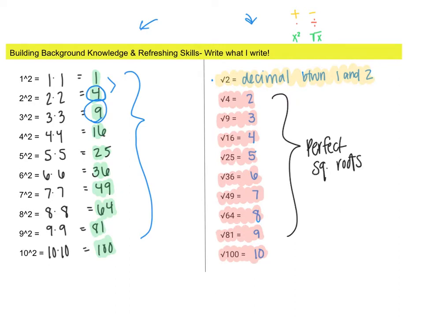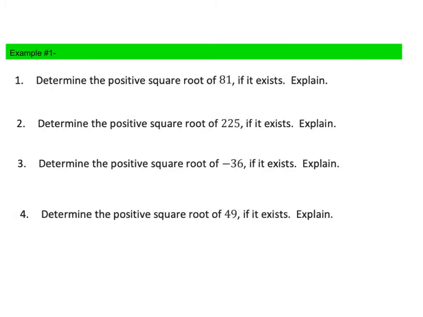All right, moving forward. Okay, so for example 1, we're just going to go through these and answer them. It says, determine the positive square root of 81 if it exists. Explain. So sometimes we're not going to have a positive square root of something. It's not going to be perfect, etc. So we just have to really think through it.